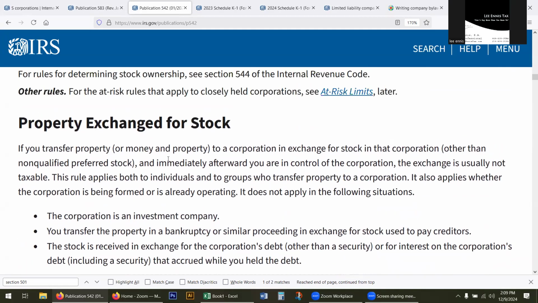And then, of course, the C corporation, which has more than 100 shareholders. All right, this is what was important here.